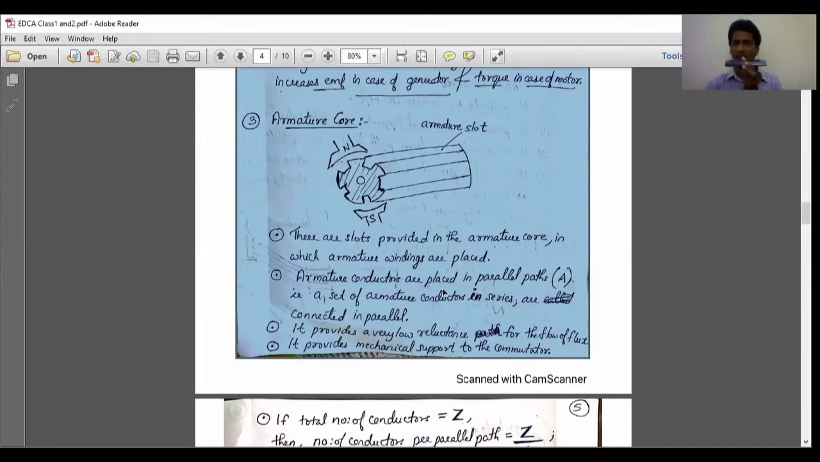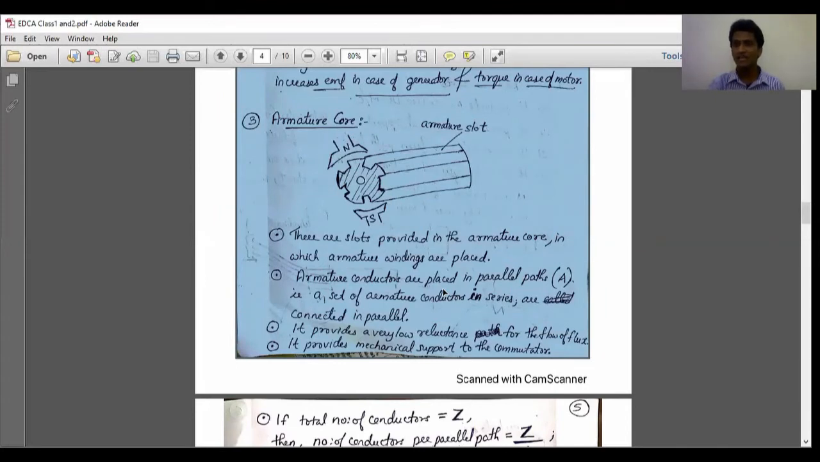This is my one parallel path in which many windings are placed in series. Okay, clear? Many conductors are connected in series. This is one parallel path. And next, we have another parallel path in which other conductors are connected in series. Now we have two parallel paths.